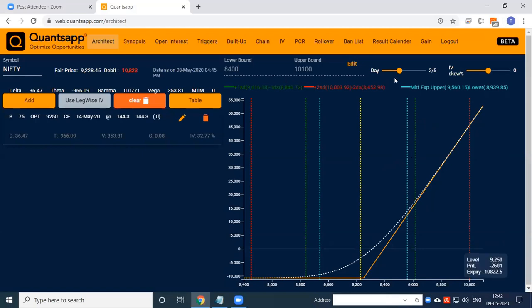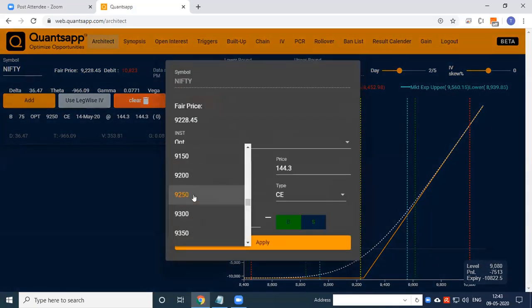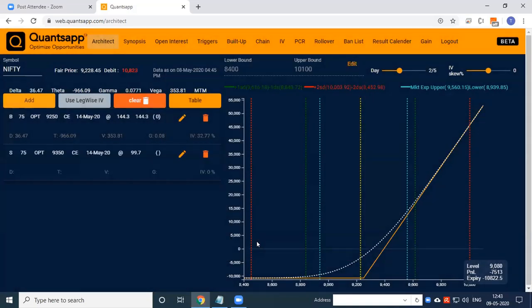Now, whenever you're taking a trade, it's very important to do the sensitivity analysis as we said. So I bought a 9250 call option. Let's do a strategy. So I make a bull call spread. I buy a 9250 call option. I add the position. I sell 9350 call, one lot, apply.